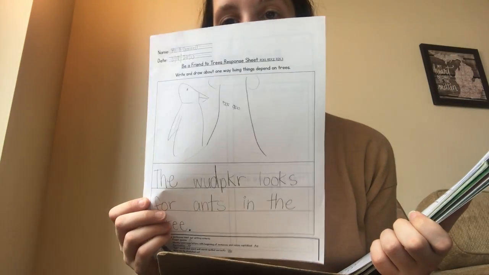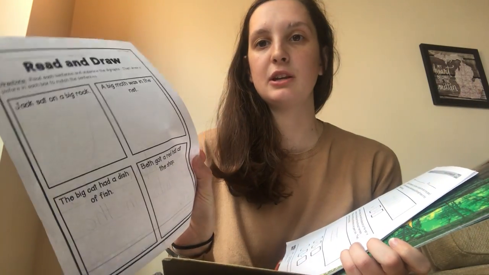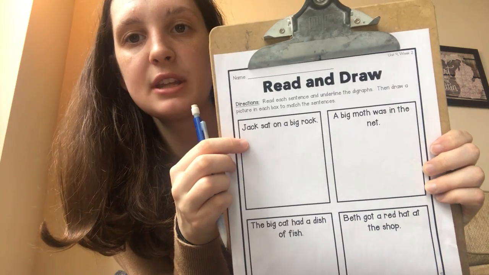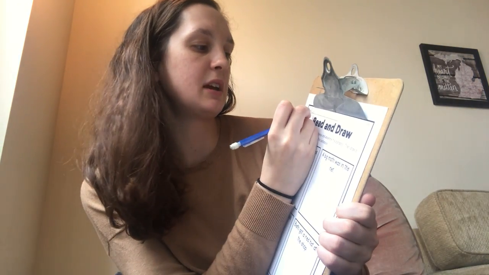This should be the next paper in your packet, right after yesterday's writing assignment. Yesterday you were writing about animals that depend on trees. In this story, on the back of that page or right after should be read and draw. Let me show you how we're going to do this. The directions say read each sentence and underline the digraphs. Then draw a picture in each box to match the sentences. The first thing you should be doing is looking for words that have digraphs, after you write your name.